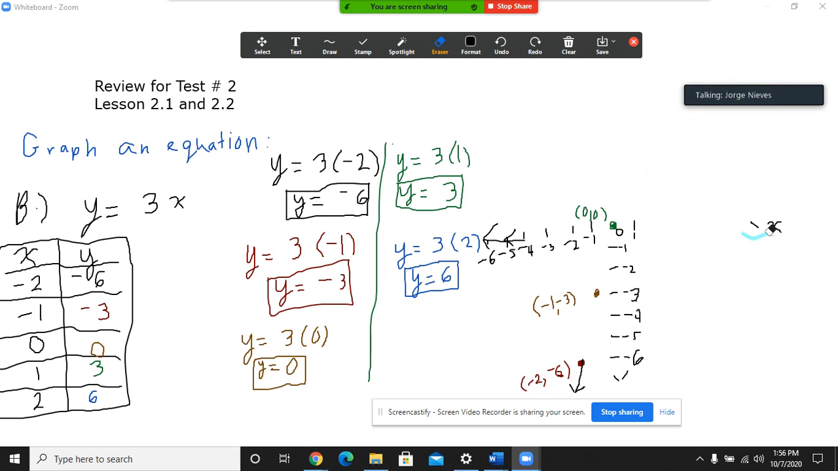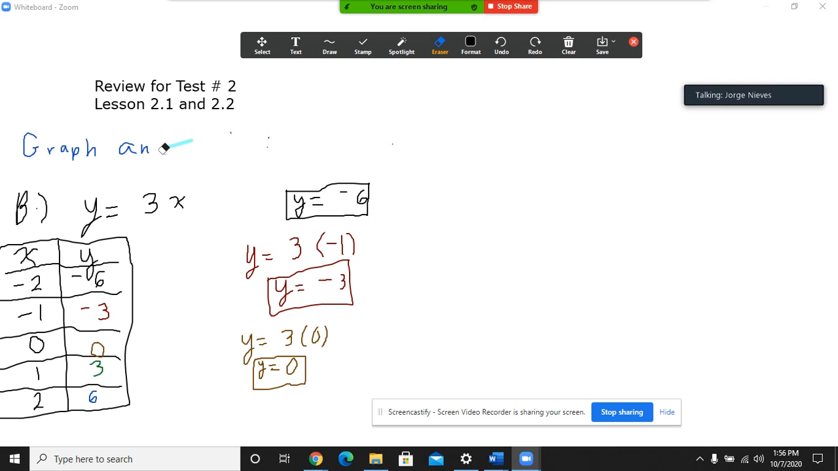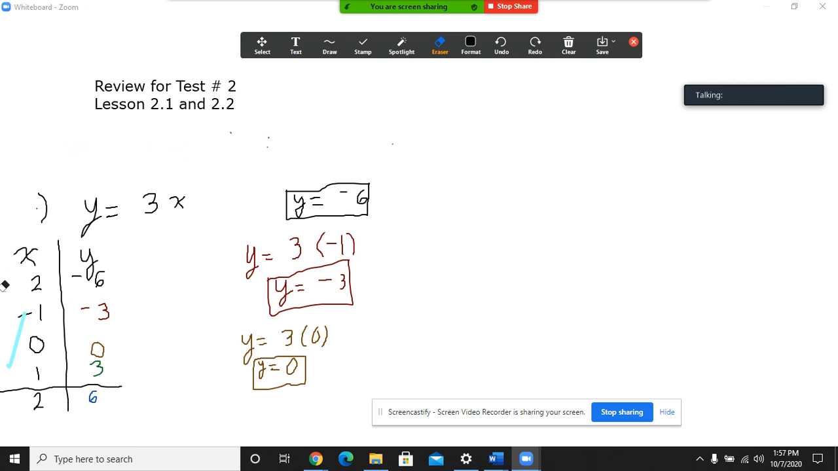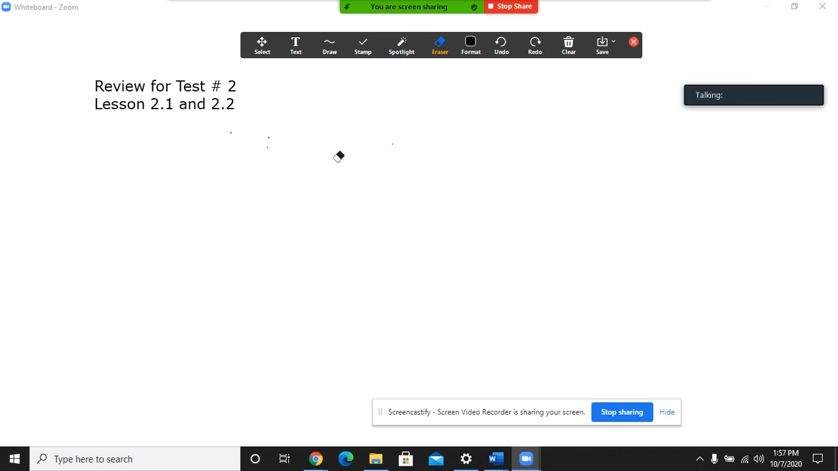So, I'm going to review what is coming from lesson 2.2. Recuerden, no todo viene en el examen, porque si no, pues el examen costaría 200 puntos. Okay, so we're going to review working with slope, and identifying what type of slope do I have. Okay, let me write that very quick. Give me a moment so I can write.